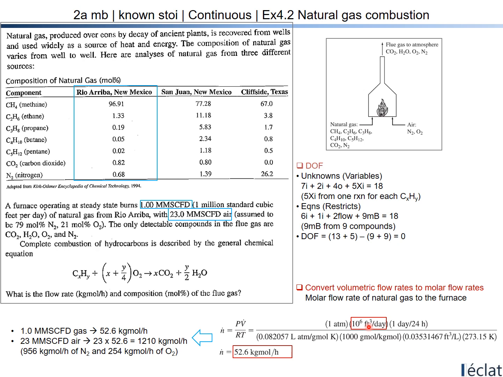So how can we convert the volume of gas into moles? We could use the ideal gas law. The molar flow rate is equal to PV dot over RT, where V dot stands for the volumetric flow rate, here for the natural gas. And pressure, this volumetric flow rate was obtained at the standard state.